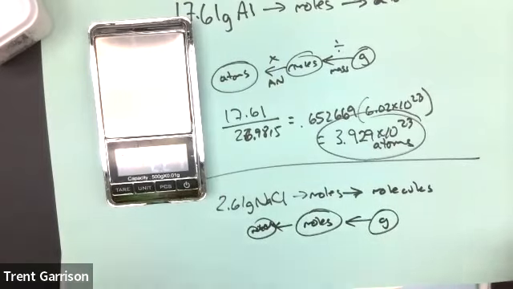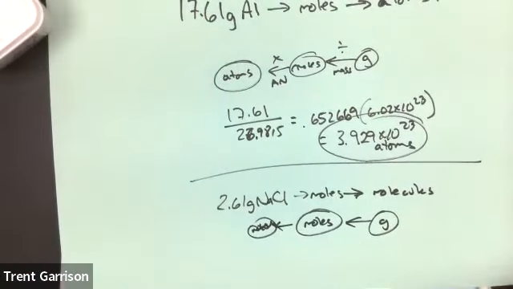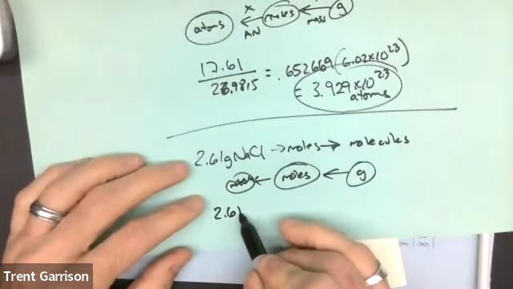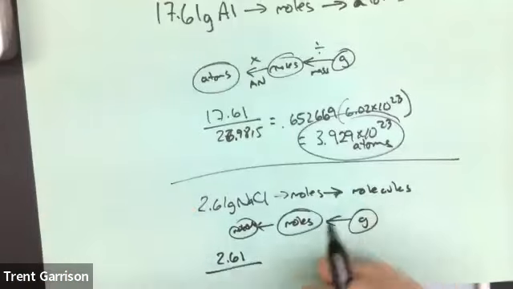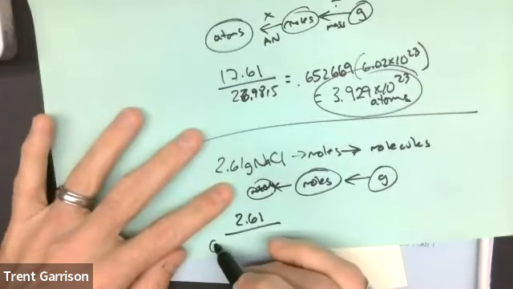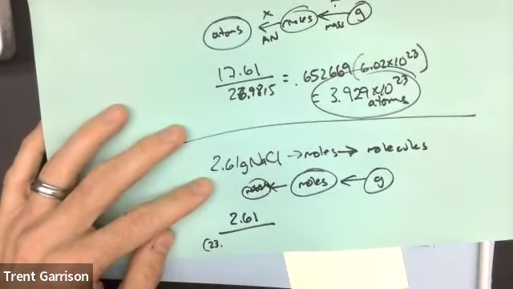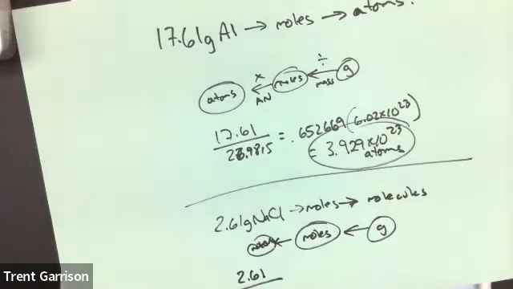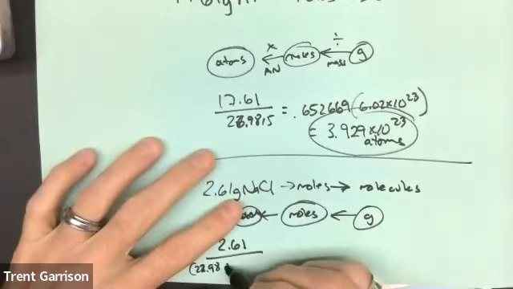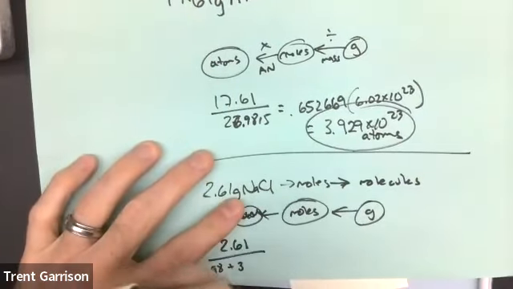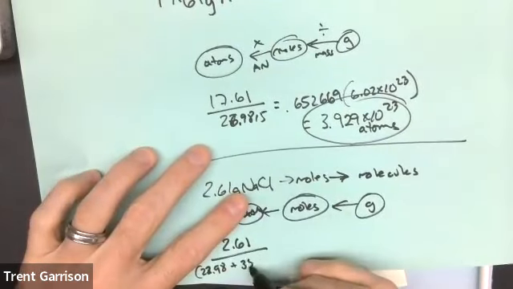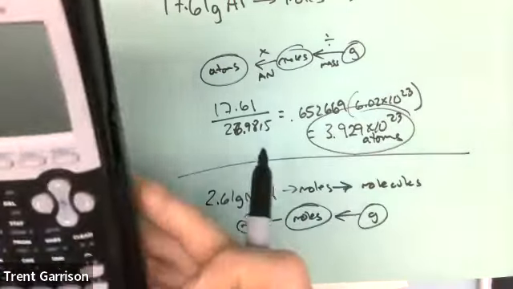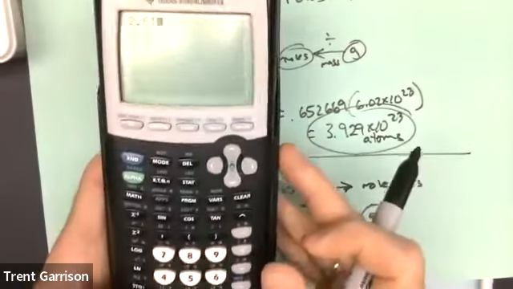We start with grams, we convert it to moles, and then we go from moles to molecules. So I'm going to take my 2.61 and divide it by the weight of sodium and chlorine added together. Sodium is 22.98 and chlorine is 35.45. So I add those two together and I divide 2.61 by that number.